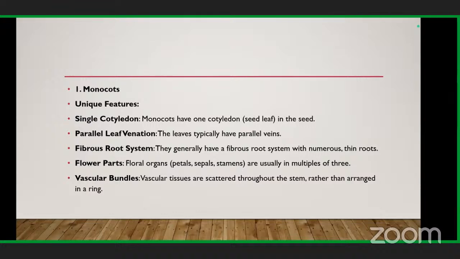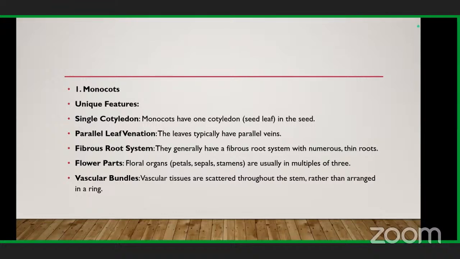Then the leaf venation is parallel. So the leaf typically has parallel veins. So it has parallel venation. Next is the fibrous root system. They generally have a fibrous root system with numerous thin roots. So there is only one main root, and with that numerous thin roots will arise. That is the fibrous root system.